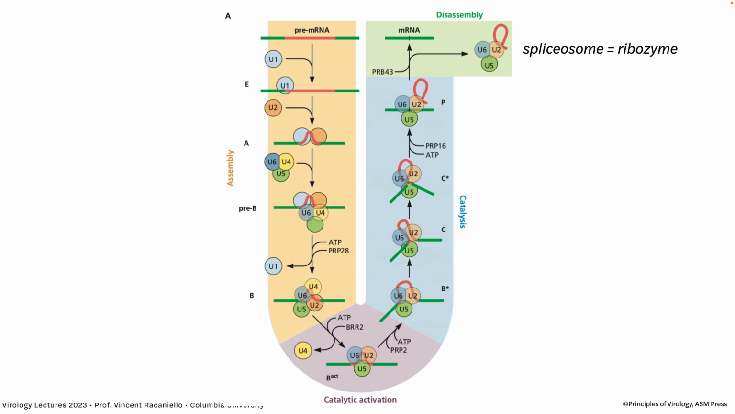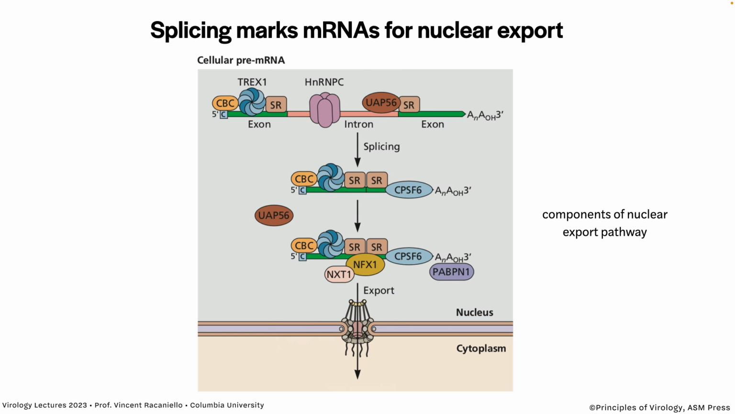There are proteins like CBC and T-Rex and SR, CPSF6. They stay on the mRNA, and the export machinery recognizes those and says, this is something that needs to go out of the nucleus. So that's what I mean by splicing marks an mRNA for export, because some of those splicing proteins remain, and they tell the export machinery to take this RNA out of the nucleus. So in other words, if you're not spliced, you're not getting out of the nucleus.